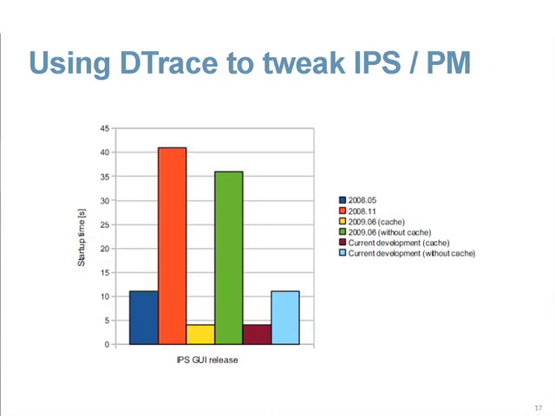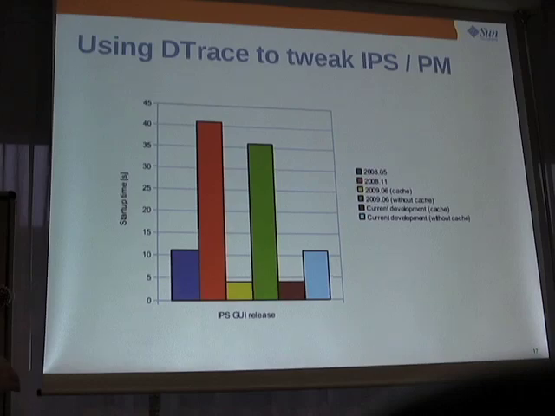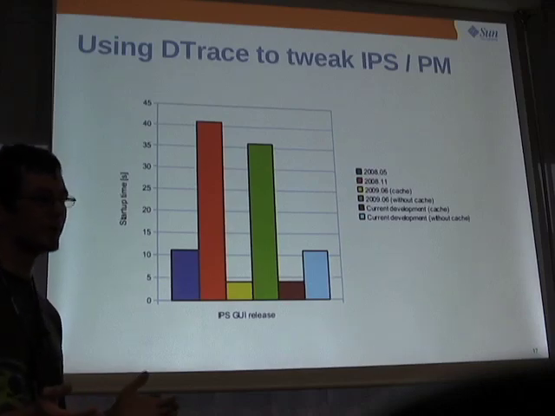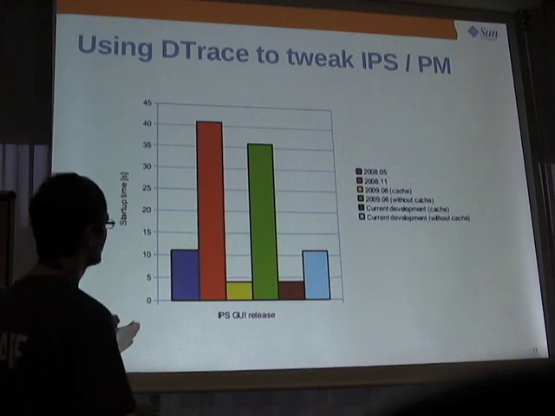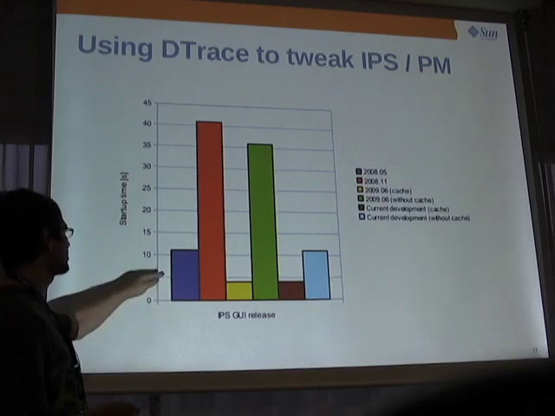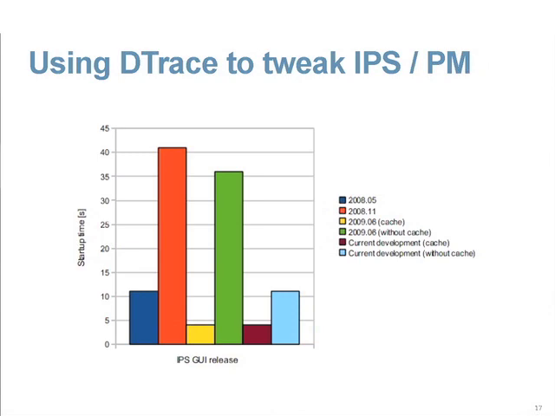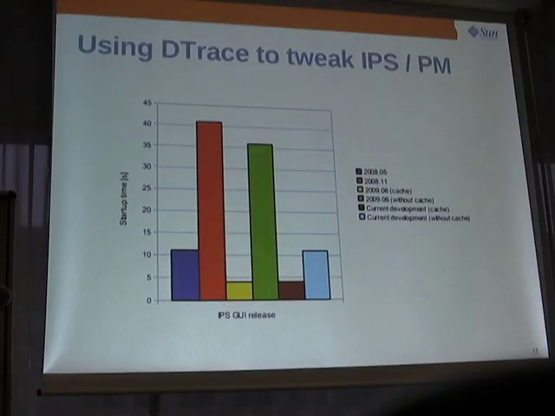Basically, here are the times of the startup of our package manager. Why was it so slow? Because we were making some calls to the underlying IPS, and we were waiting, and we were waiting and waiting. Back in 2008-05, this was at an acceptable level, around 10-11 seconds, but then the packages were growing. So in 2008-11, I don't know if anyone had experienced the problem with startup of package manager, it was up to 40 seconds. So this was something unacceptable. So we had to do something.